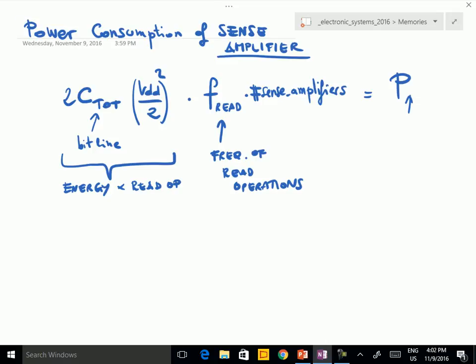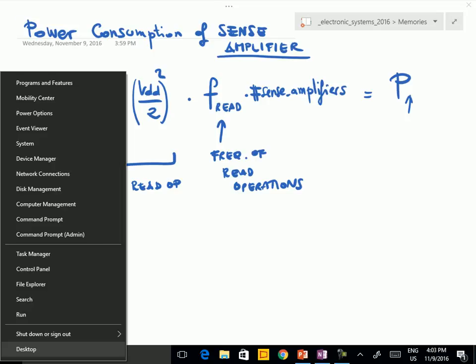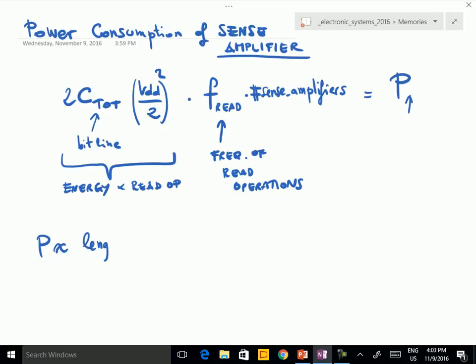Okay, so if I want to limit the total power consumption, I have to limit the dimension of the memory, the length of the bit line and the length of the word line. So P is proportional to the length of bit line times the length of the word lines.